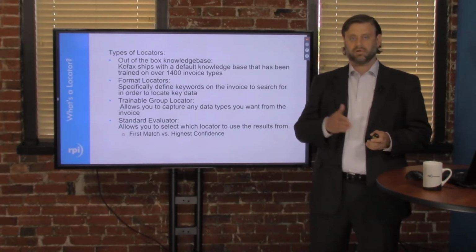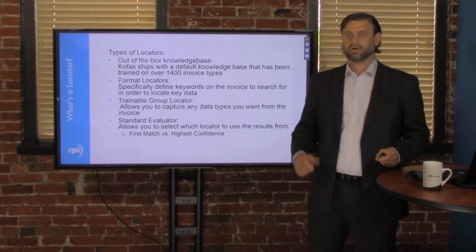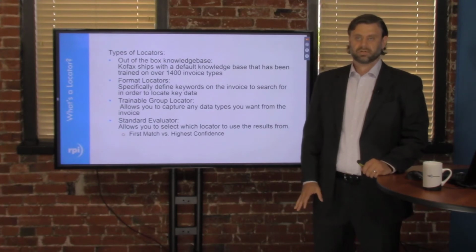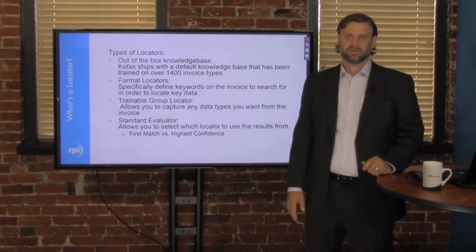If you say check to the right of anything you see that says invoice number, and you find a number, that's probably your invoice number. So that's how those locators work. They are a little bit more manual to set up, but they're good. They're kind of a good last line of defense if we can't find any other fields a different way.